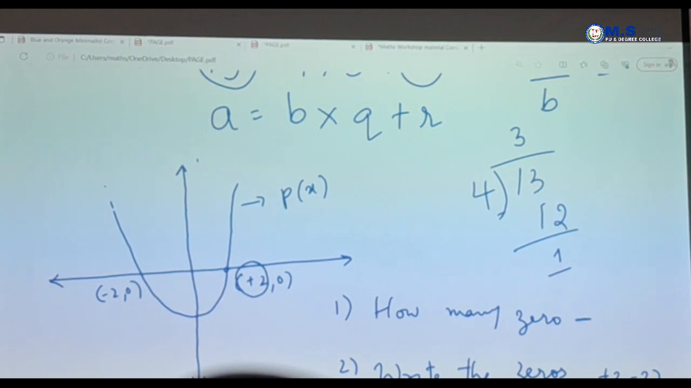This question has been asked in the district level paper, right? How many of you have written this answer? So don't get confused between how many zeros and write the zeros. If they ask you to find how many zeros, just count and write that number. If they ask you to write the zeros, you should write the x coordinates. Only the x coordinates.